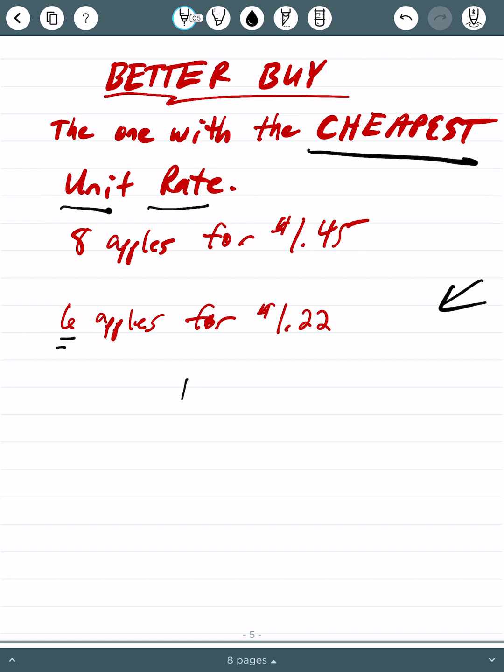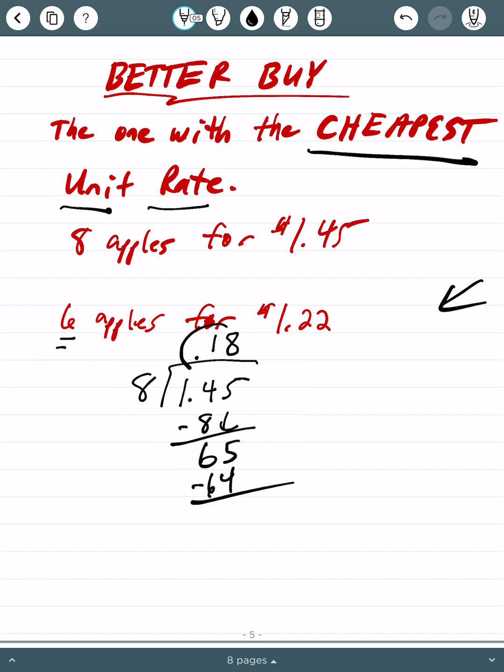So let's do the first one. $1.45 will get you 8 apples. Bring my decimal up. 8 goes into 14 1 time. I subtract, bring down a number. 8 goes into 65 8 times. Now, I know I could keep going, and I may have to in a minute, but we know these are 18 cents. Now, maybe it rounds up to 19 cents, and I'm going to need to keep going. But let's look at the other one first.